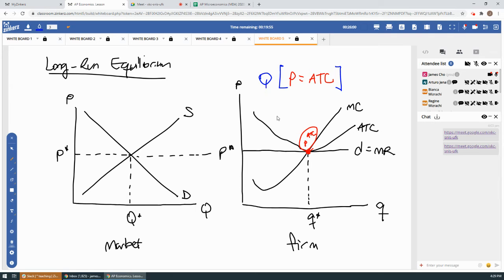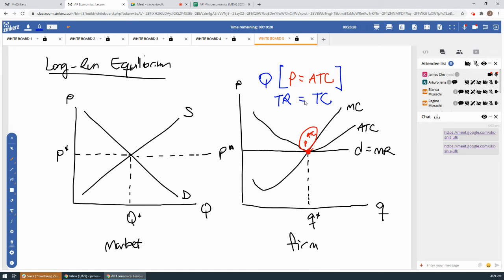If you don't trust me, P is equal to ATC, right? Let's multiply everything by Q. What's P times Q? Total revenue. What's ATC times Q? Total cost. So what I mean when I say price is equal to average total cost is that total revenue is equal to total cost. If that's the case, then what's my profit? Zero. So this is long run equilibrium.